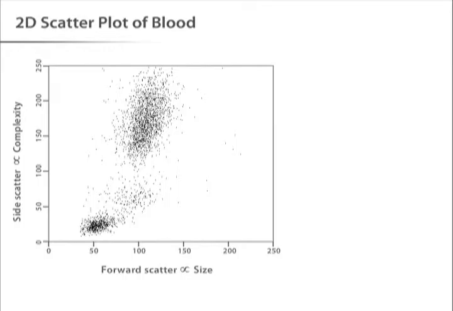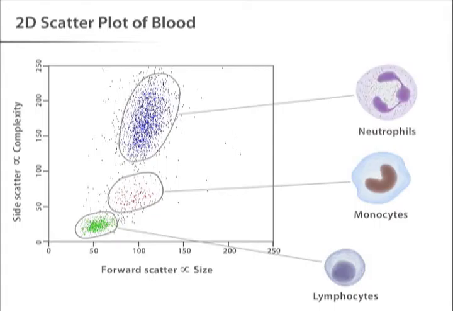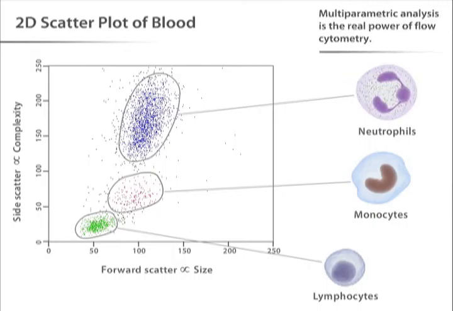Now we can view the results obtained when we create a scatter plot using forward and side scatter data from a typical peripheral blood cell run. The populations that emerge include lymphocytes, which are small cells possessing low internal complexity, monocytes, which are medium-sized cells with slightly more internal complexity, and neutrophils and other granulocytes, which are large cells that have a lot of internal complexity. This multi-parametric analysis is the real power of flow cytometry.